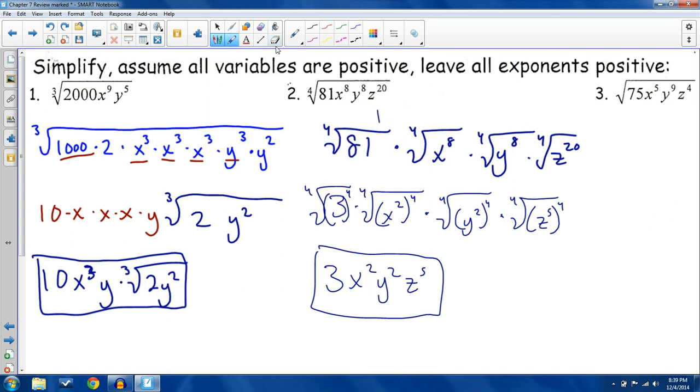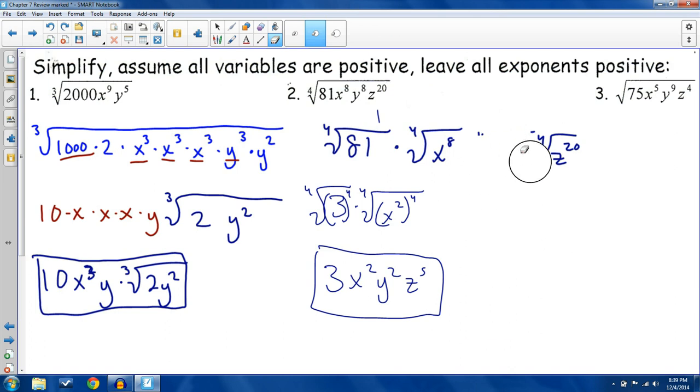Okay, number 3. Now I need some room, so I'm actually going to erase over here. Sorry about that. Number 3, the square root of 75x to the fifth, y to the ninth, z to the fourth. I'm going to show you a third way to do this, and this will probably be your preferred way. But let me do some introduction to it before I do.